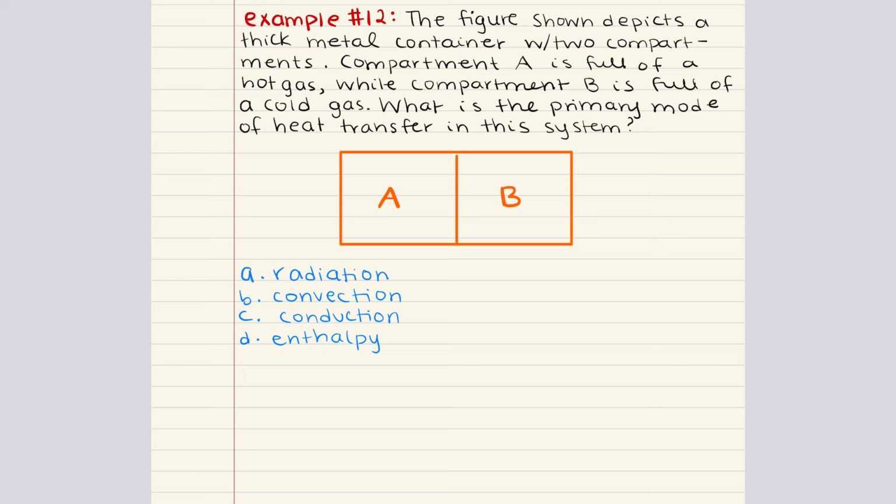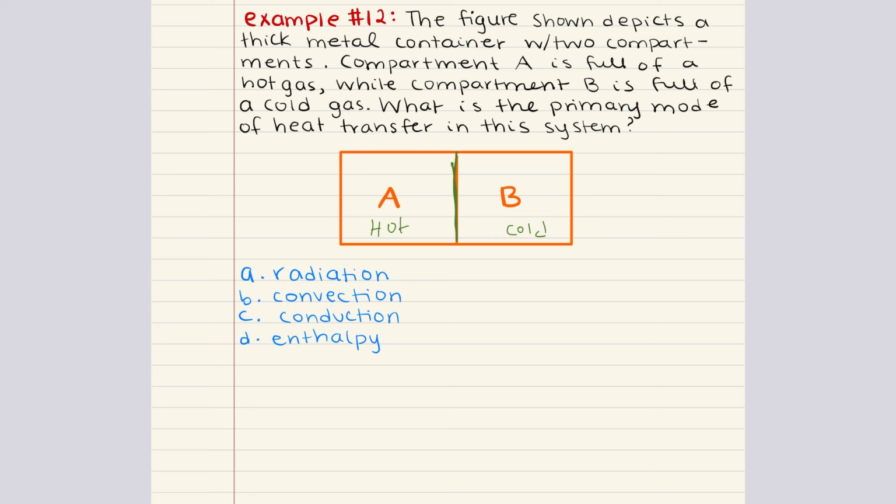In this given problem, we have two compartments that are separated by a thick metal wall. So let's break this down. Compartment A has our hot gas, so it contains a gas at a higher temperature. And compartment B has our cold gas. This is the gas at a lower temperature. And then we have this metal wall that separates the two compartments. The question is asking for the primary mode of heat transfer through the metal wall.